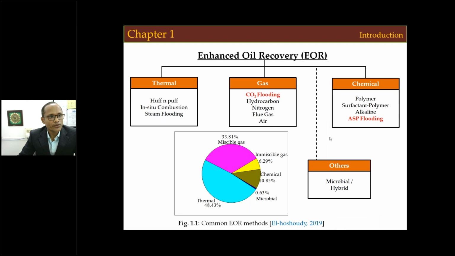So the third type of recovery, or producing the crude oil, is using different kinds of fluids. Like, as I told you, thermal, where heat can be injected into the reservoir. We can inject gas, chemicals, and others. So this is the thermal method. It is more expensive than the other methods, and also more complicated to implement than the primary and the secondary recovery methods.